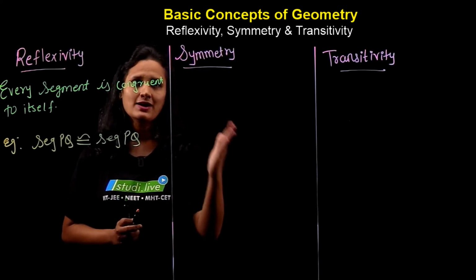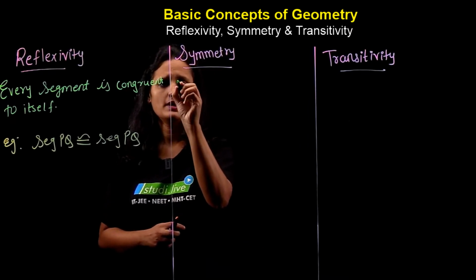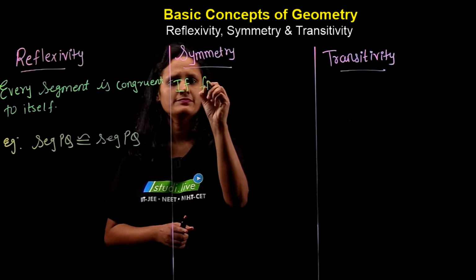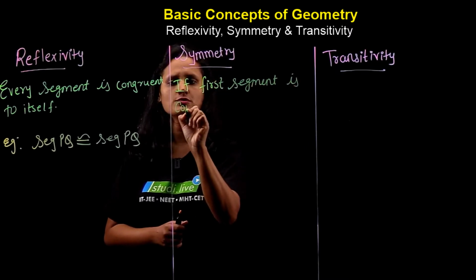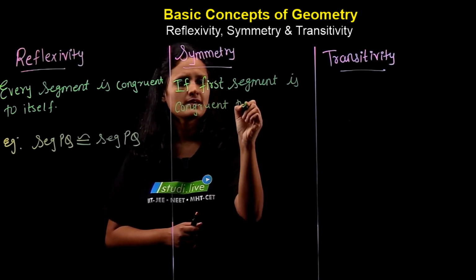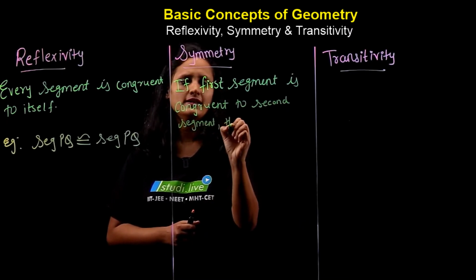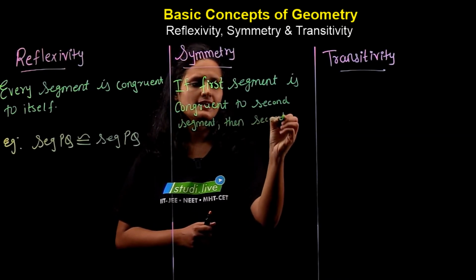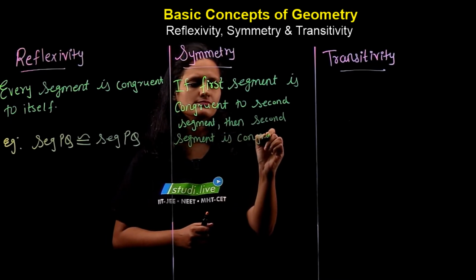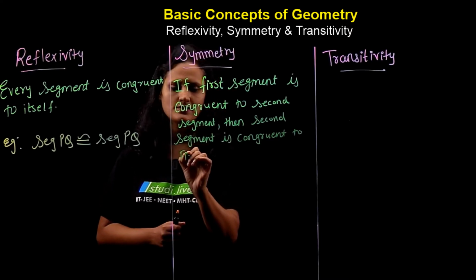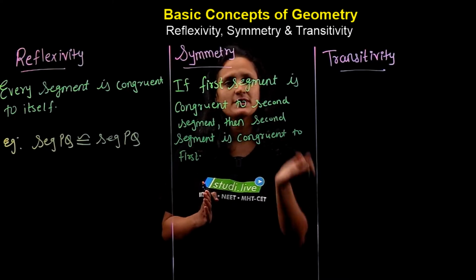Okay, now next is symmetry. If the first segment is congruent to the second segment, then the second segment is congruent to the first. Okay, what is symmetry? If the first segment is congruent to the second, then the second will be congruent to the first.